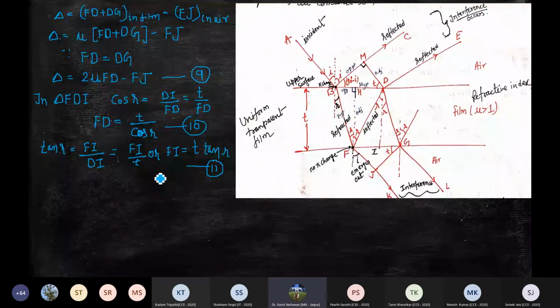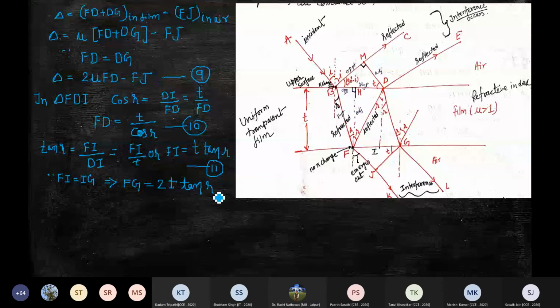And we know FI is equal to IG. So FG is equal to 2FI. Let me write it down here also. FI, because it's equal distance. FI is equal to IG. So I can write FG is 2t tan of r. This is my equation number 12.